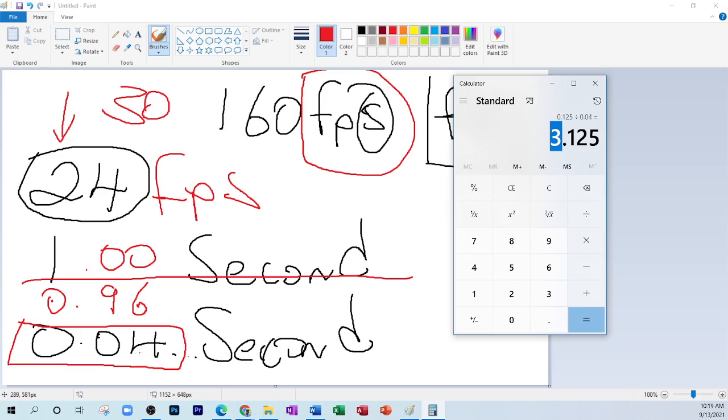So it all depends on what your need is. Do you want the animation to be smooth or do you want it to be choppy? That's going to determine how many frames per second you would need.